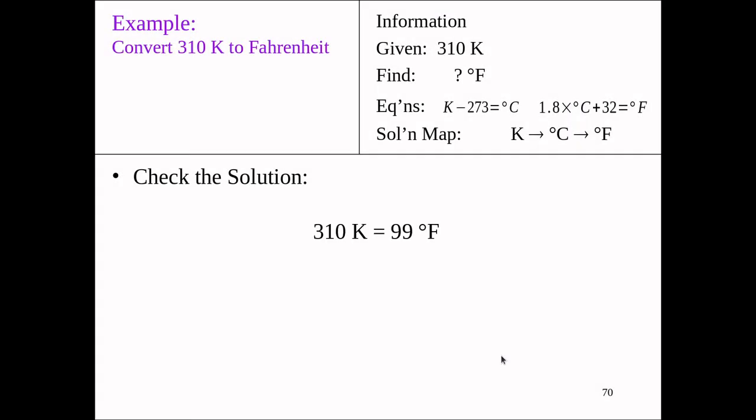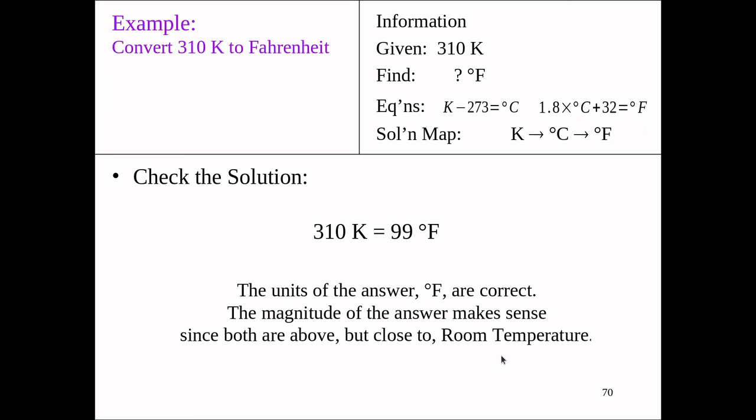Now let's check our solution. We're making the claim here that 310 Kelvin is equal to 99 degrees Fahrenheit. We know that we have the right units because we wanted degrees Fahrenheit. That's what the question asked. And the magnitude of the answer makes sense since both are above but close to room temperature, right? So we knew 298 was room temperature and that was 75 degrees Fahrenheit. So we know that we are in the ballpark here for these temperatures.